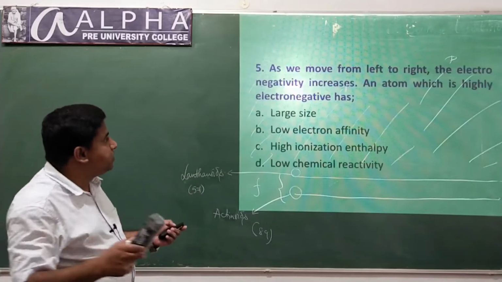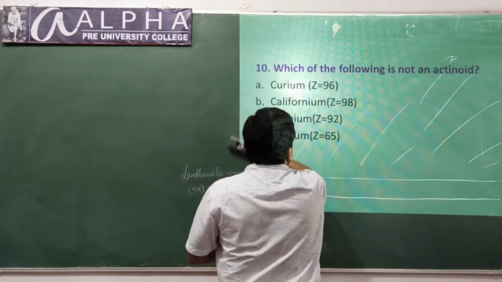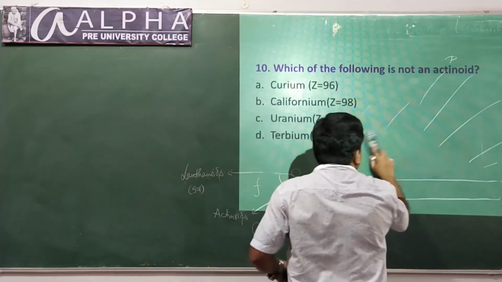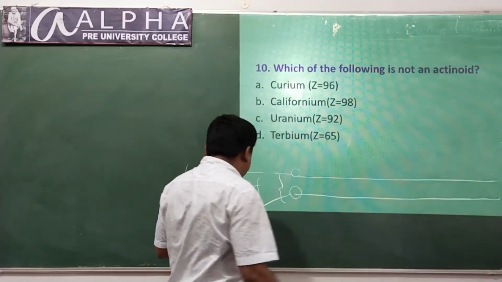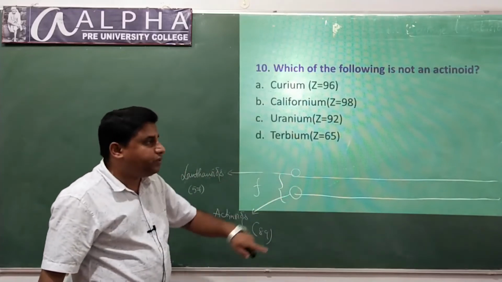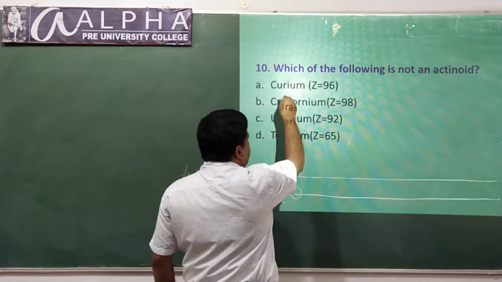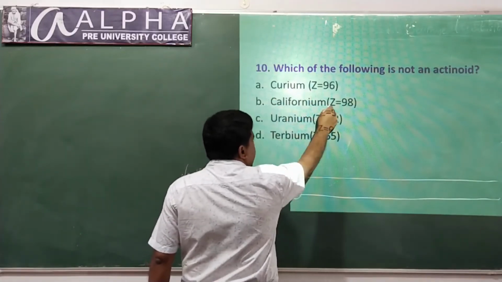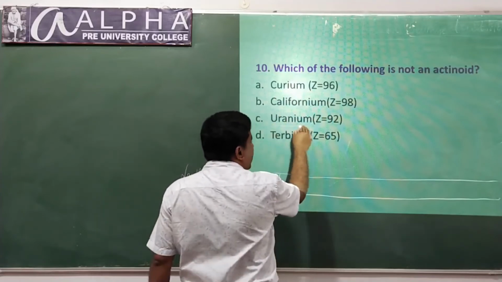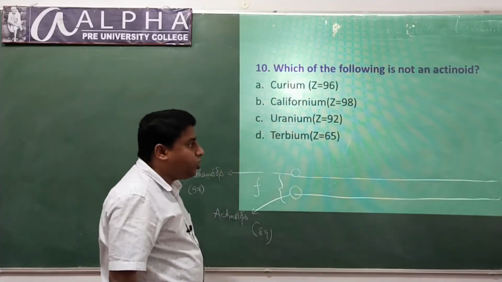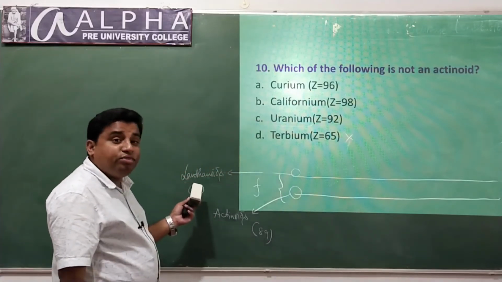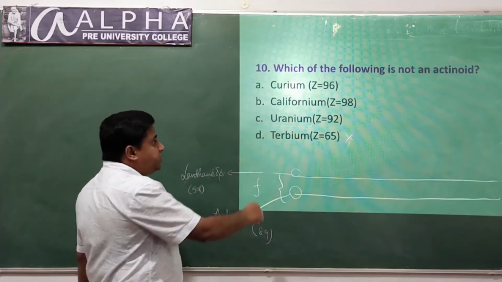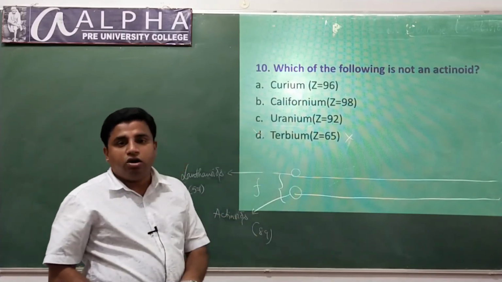Now go back to the same question. Which of the following is not an actinoid? I told you that actinoids start from atomic number 89 and go further. Therefore curium is an actinoid, californium is an actinoid, uranium is also an actinoid, but terbium is not an actinoid. Therefore it is a lanthanoid, it's not an actinoid. So what is the correct answer? It's option D.